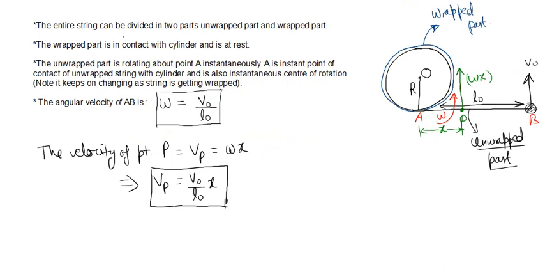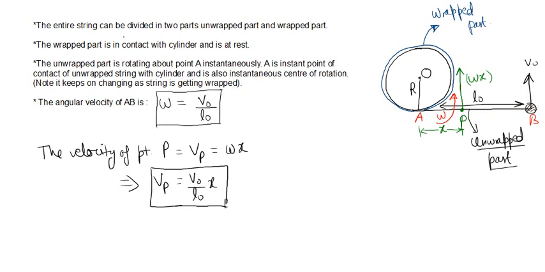Now as you can see in this figure, we can divide the entire string into two parts. The first part is the wrapped part of the string which is in contact with the cylinder, and the second part is the unwrapped part. I have shown the wrapped part with this blue line and the unwrapped part with this black line at the initial instant. So it is given an initial velocity v0.